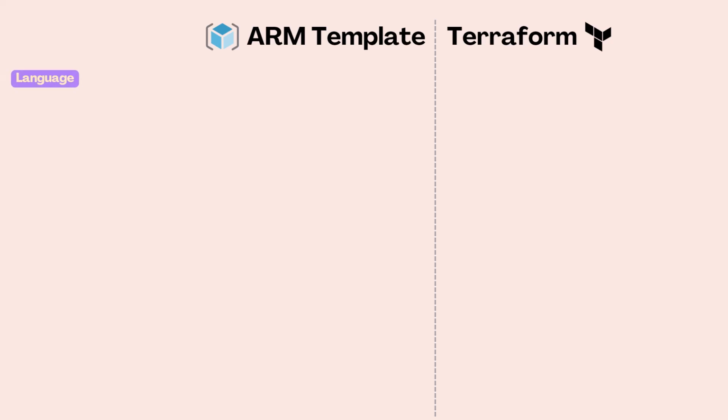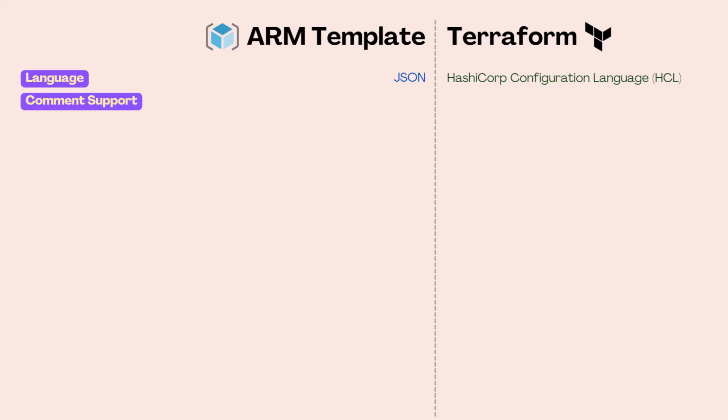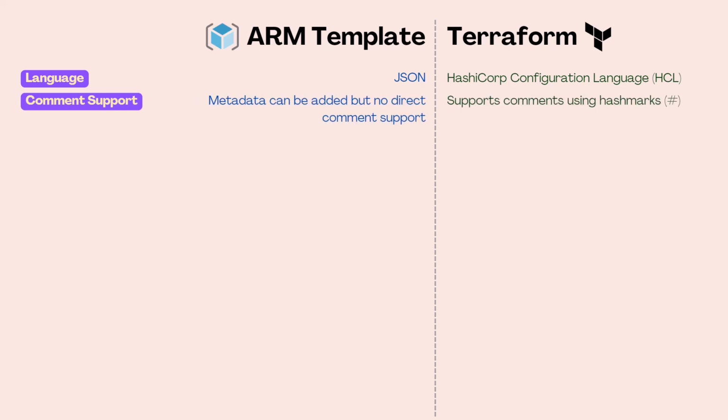So first things first, language. ARM templates use JSON, while Terraform uses something called HashiCorp Configuration Language, or HCL. Now, one of the cool things about HCL is that it supports comments. You can throw in a simple hash mark and write a comment, which is super useful when you're organizing or documenting your code. With JSON, like in ARM templates, you don't really have that option. Sure, you can add metadata, but it's not the same as just popping in a quick note. HCL is more forgiving when it comes to syntax, making it easier to read and work with.